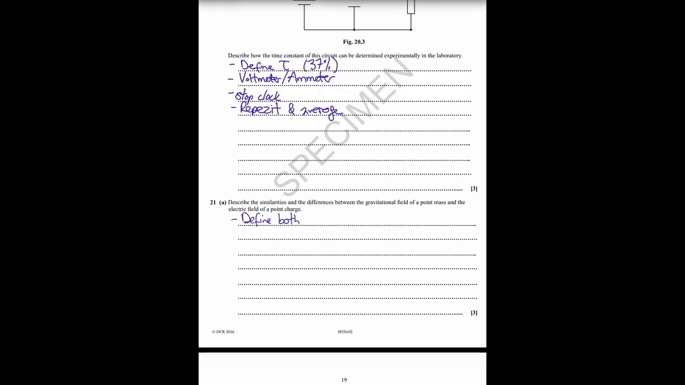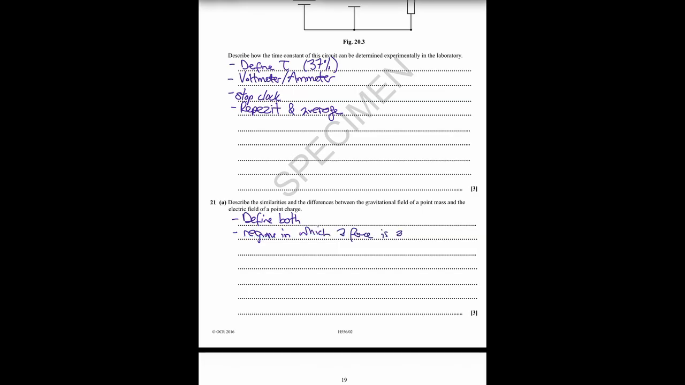So what is the definition of a gravitational field? It is the region around a body with a mass in which another body with a mass will feel a force due to its mass. And then the electric field of a point charge is the region around a body with a charge in which another body with a charge will feel a force due to its charge. Now from there, because I've defined them, I can hopefully see some similarities and differences. The similarities are they're both going to be fields, regions in which a force is felt.